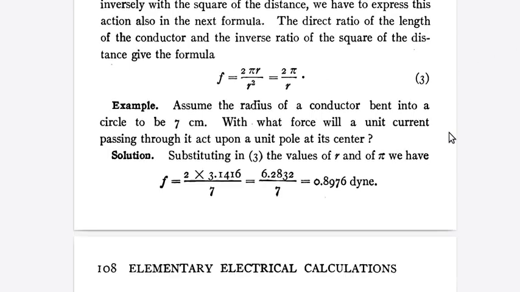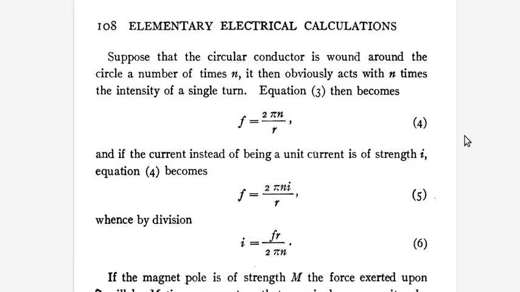Example. Assume the radius of a conductor bent into a circle to be 7 centimeters. With what force will a unit current passing through it act upon a unit pole at its center? Solution. Substituting the values into equation 3, F equals 2 times 3.1416, which is 6.2832, divided by 7, equals 0.8976 dyne. Now extending this further, suppose the circular conductor is wound around the circle a number of times, say n turns.